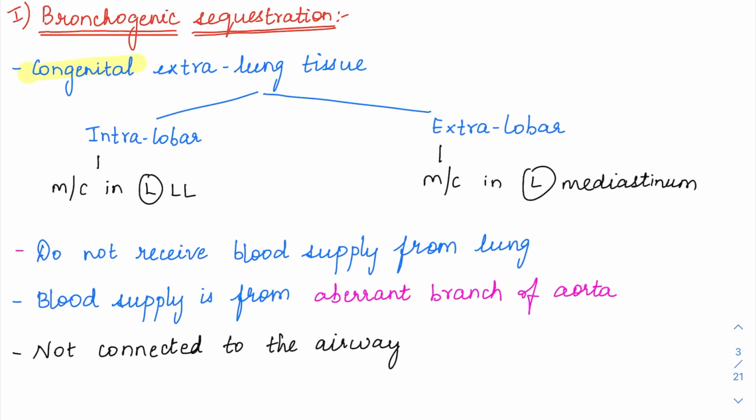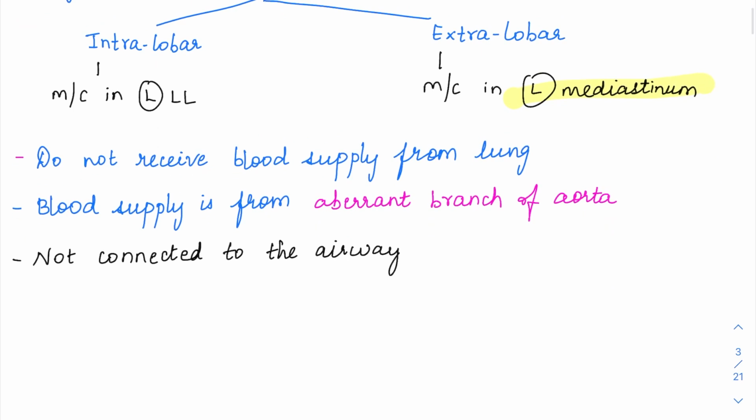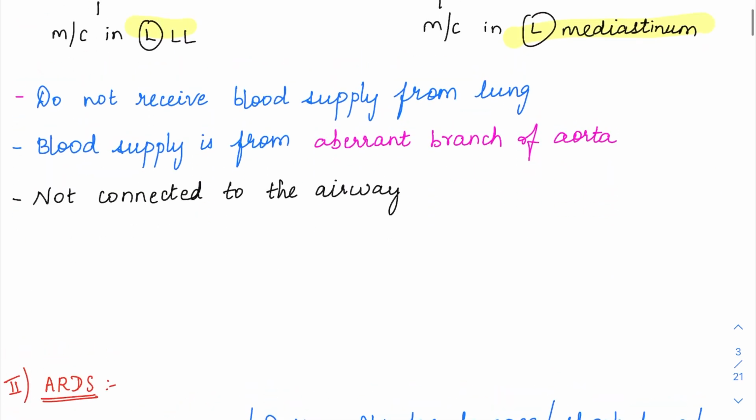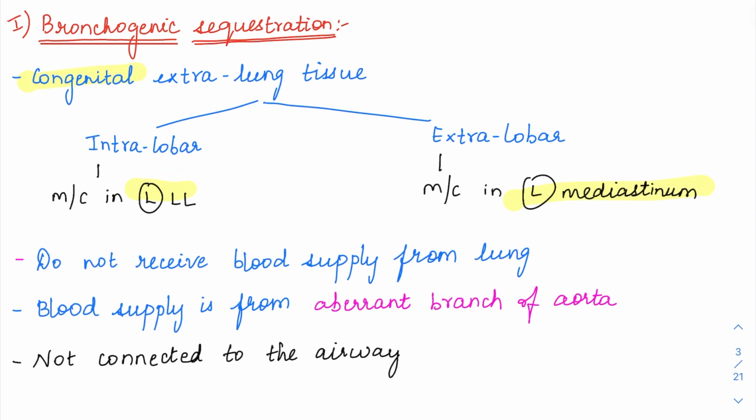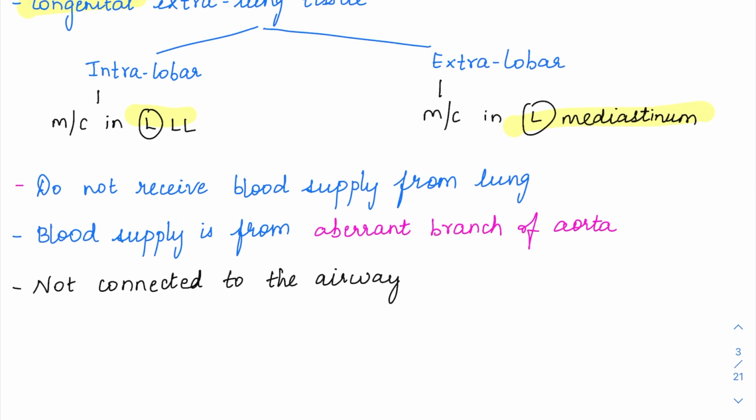Either this extra lung tissue can be present inside the lobe itself, that is called intralobar, or it can be present outside the lung, that is extralobar. Most commonly the extralobar location will be in the left mediastinum, while inside the lung it will be in the left lobe. Then the most important thing to remember about bronchogenic sequestration is it doesn't connect with the airway of the lung, and also it doesn't have the common blood supply from the lung. So the major blood supply for this bronchogenic sequestration is a separate branch from the aorta. So these 2 points are the ones which you need to remember about bronchogenic sequestration.